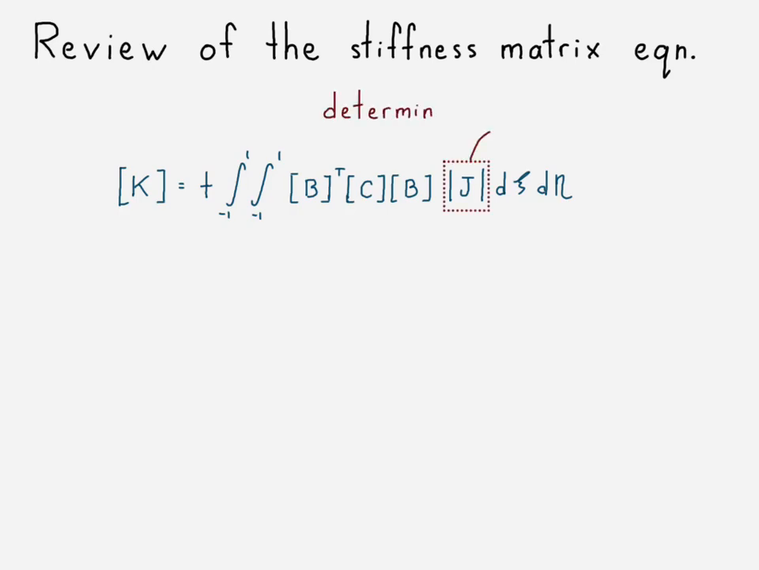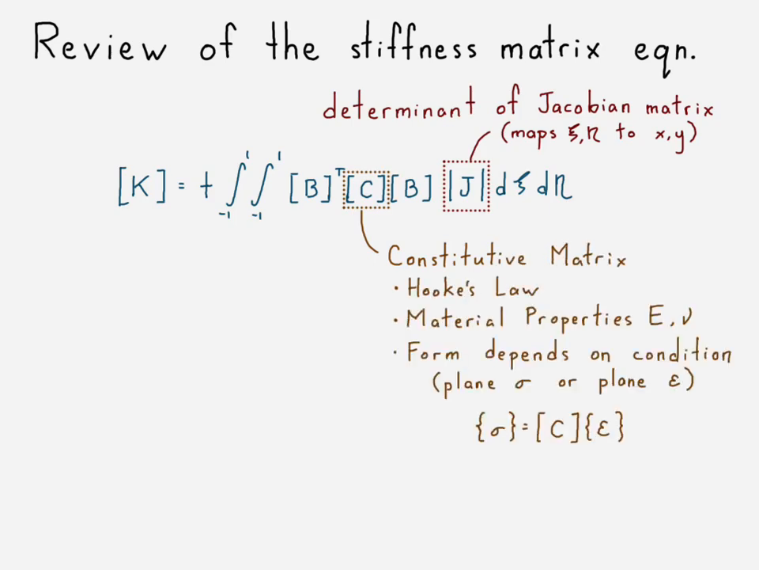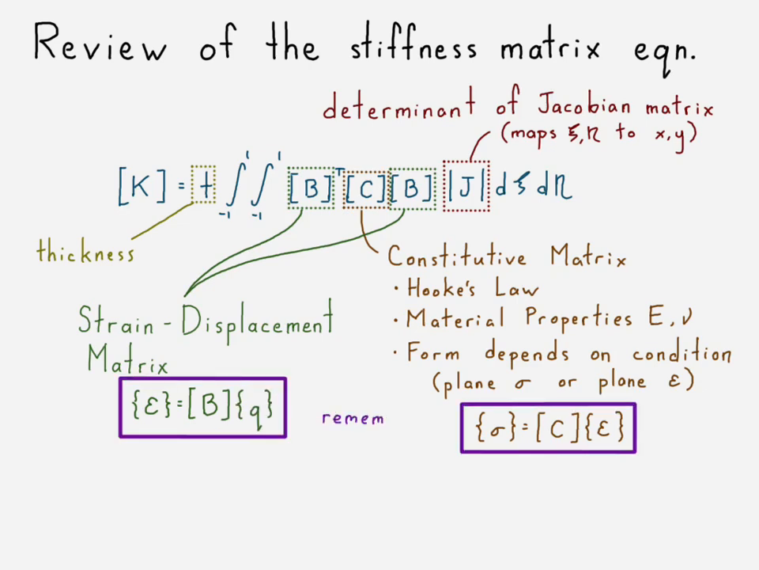We have our Jacobian matrix. We have the constitutive matrix, which involves all the material properties based on Hooke's law, being careful to note whether you're using plane stress or plane strain conditions. We have the thickness of the element, and we have our strain displacement matrix, which, as the name implies, of course, relates our strains to our displacements. So for now, please remember these 2 aspects in the upcoming slides: the Hooke's law that we have here and the strain displacement matrix equation.